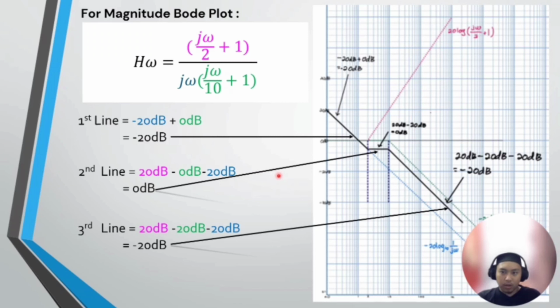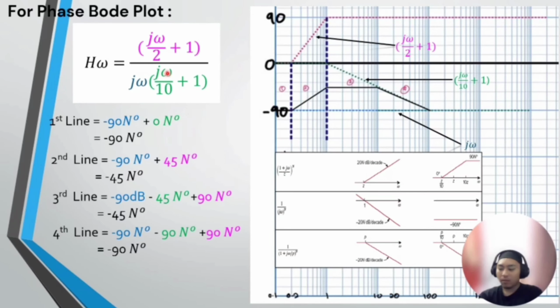The value of the purple line is 20 dB, green is negative 20 dB, and blue is negative 20 dB. The total value of the three lines is negative 20 dB. The graph will decrease by 20 dB per decade. Now for the transfer function, we can also find the phase plot.